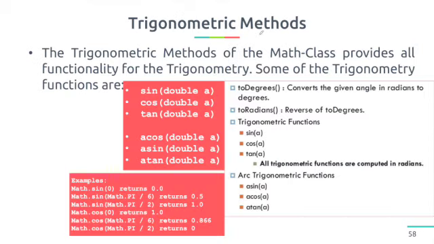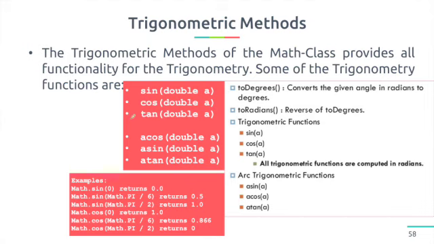We'll start with trigonometric methods. Trigonometric methods are in the Math class. They provide all functionality for trigonometry. Examples of those functions are sin, cos, tan, acos, asin, and atan, which is short for arc cosine, arc sine, and arc tan, meaning the inverse of cosine, sine, and tan. Maybe you've learned it in a different syntax or different words. Maybe you've heard about cosecant, cotan, and secant. These are just equivalent, different terms.